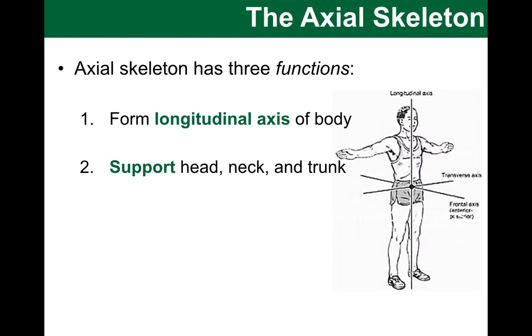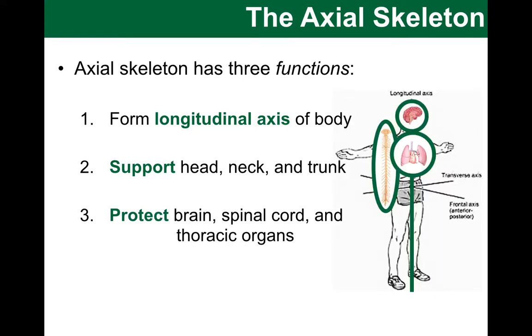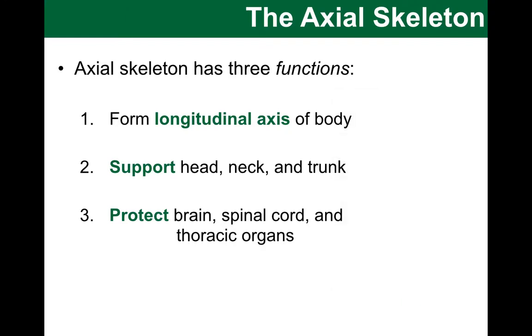Well, the second function is to support the structures of the axial body: the head, the neck, and the trunk. So the axial skeleton is what gives the structure, scaffolding, shape, and so on for these structures. And finally, if you think about it, the brain, the spinal cord, and vital organs within the thoracic cage are protected by the bony structures of the axial skeleton. So these are our three functions of the axial skeleton.